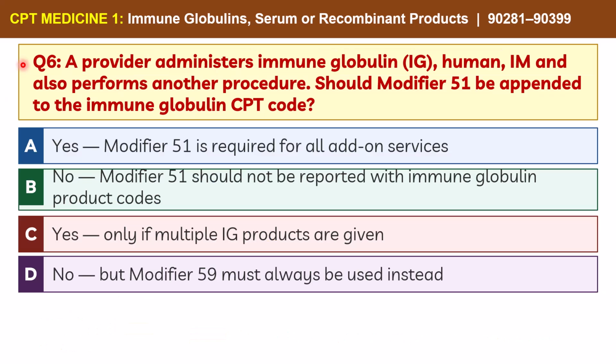Question number 6. A provider administers immune globulins human IM and also performs another procedure. Should modifier 51 be appended to the immune globulin CPT code? A guideline based question. This also can appear in the medicine question series. So the answers are A. Yes, modifier 51 is required for all add-on services. B. No, modifier 51 should not be reported with immune globulin product codes. C. Yes, only if multiple IG products are given. D. No, but modifier 59 must always be used instead. So pause the video and think of the answer.